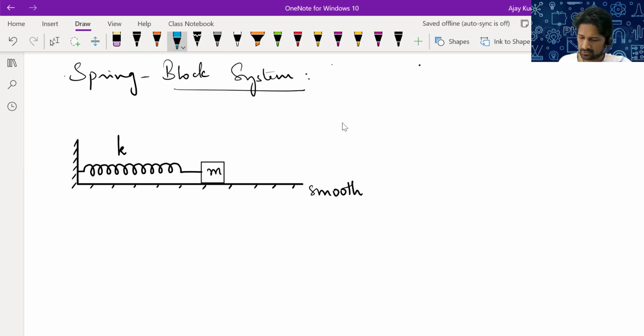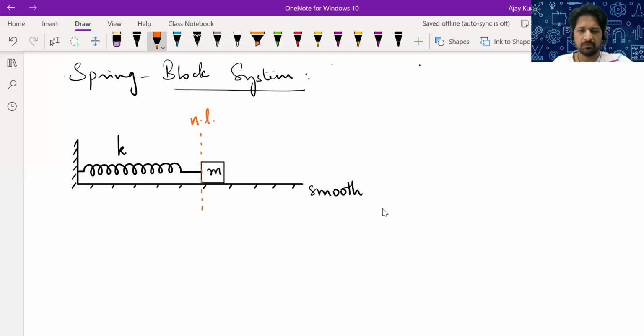Now, if you visualize the forces on this block, weight acting downwards and normal force acting upwards, they will balance. Spring force, which may act to the right or to the left, will not be balanced. If it acts, it will not be balanced. Now weight and normal are anyway balanced. Suppose the spring is at natural length. Let's say this is the natural length of the spring. NL stands for natural length. Then the spring will not be exerting any force on the block.